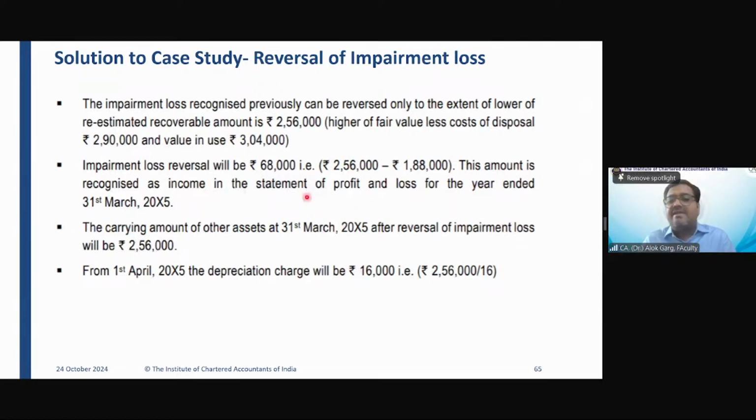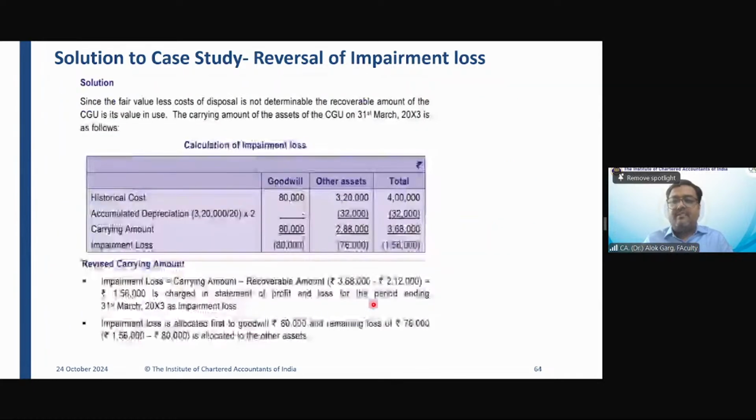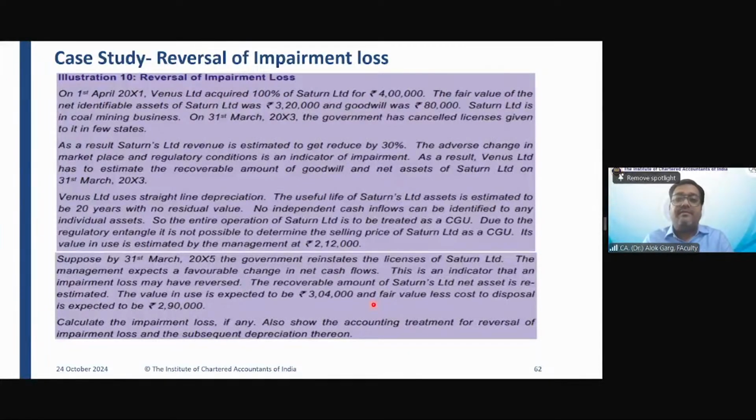This amount is recognized as income in the statement of P&L for the year ended 31st March 2005. The carrying amount of the asset as on 31st March 2005 after impairment loss reversal will be 2,56,000. From 1st April 2005, the depreciation charge will be 256 divided by 16,000. This is what it is there in case of reversal of impairment loss. Let me know if you have any question.